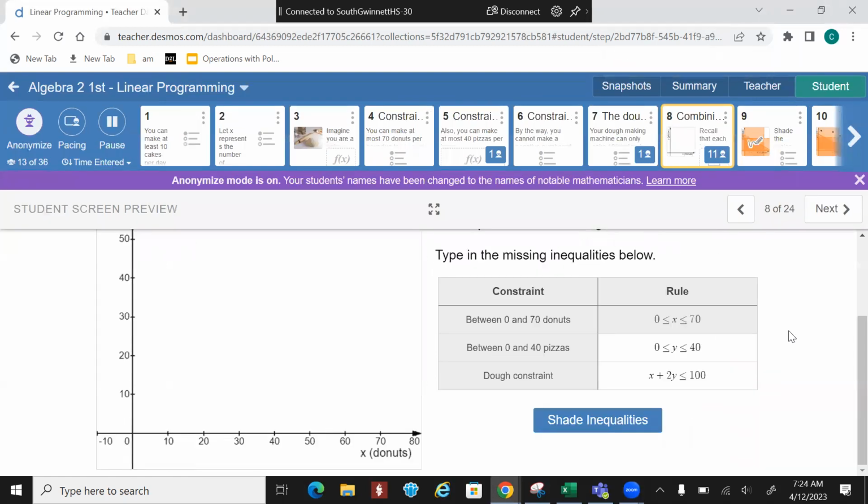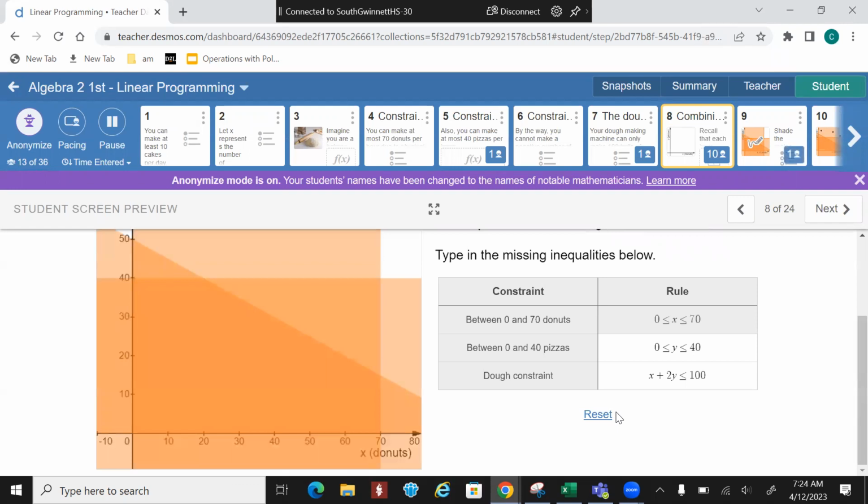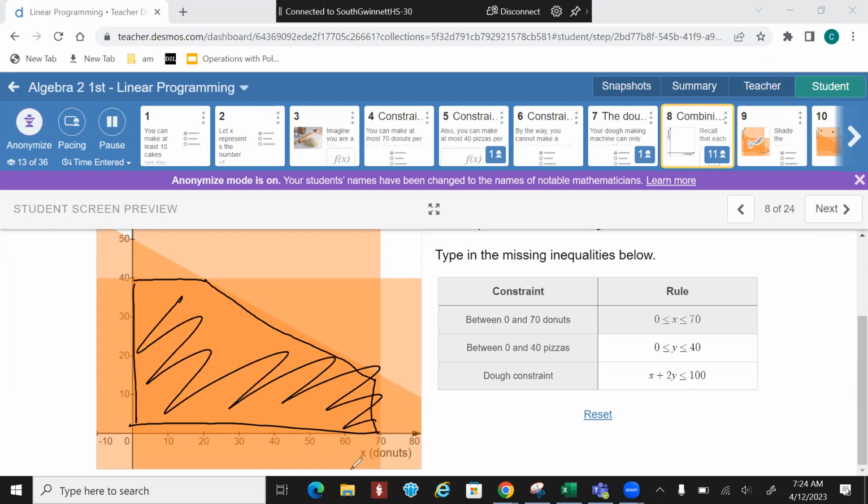There we go. All right, once you get those done, you're going to hit shade inequalities. Look at this beautiful picture. Okay, where do our answer choices lie? Like, where are we going to actually pick our answer choices? So what would work? Well, the only place that works is where these all overlap, which is right in here. Okay, so this region right here would be in our answer. So we could pick any point from here and it would work.